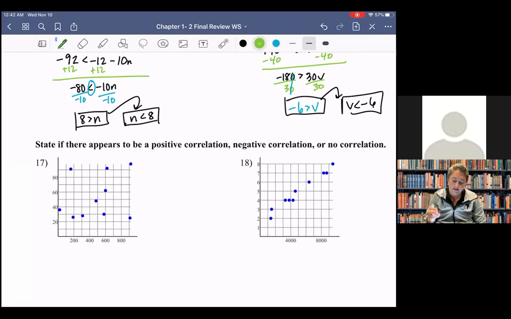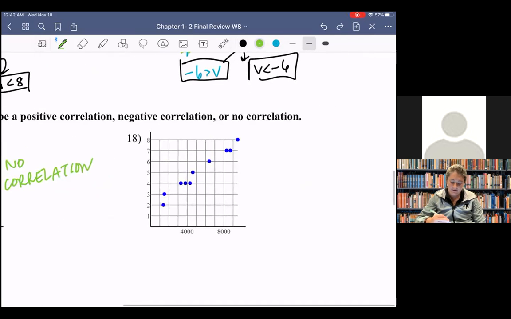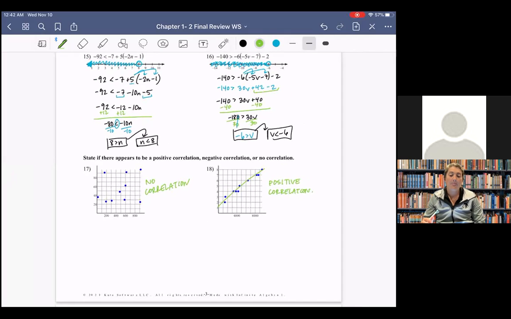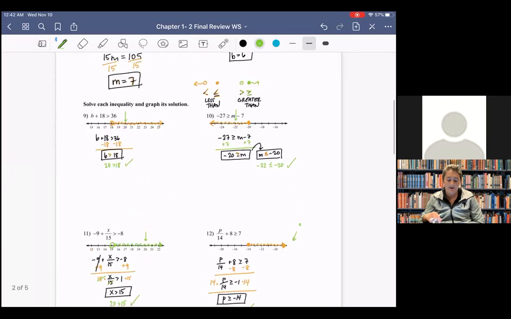Okay, last one. State if there appears to be positive, negative, or no correlation on this one. I would say this is no correlation because there's like random points all over the place. But this one, you can kind of draw a line through, making sure it didn't actually ask us to write the equation line. You can draw a line through, so I'd say this is linear, and it definitely has a positive correlation because it is going up. Positive correlation. Okay, awesome.